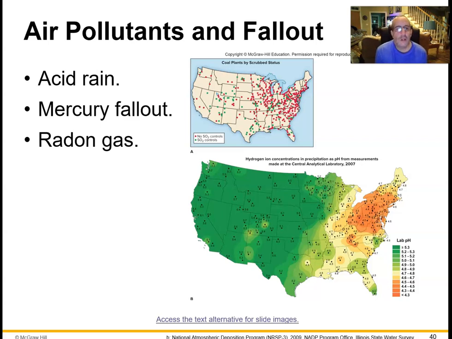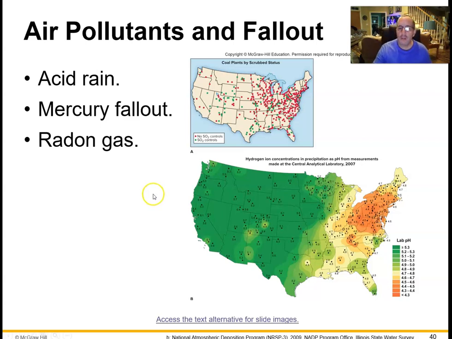Atmospheric pollution, acid rain, mercury fallout, and then the radon gas that I just mentioned. So the mercury fallout and acid rain both really have gotten a lot better in recent years. When I was in college, acid rain was a big deal. The mercury was too. It didn't get the attention that acid rain did because a lot of the forests in the northeastern United States were dying because of acid rain.